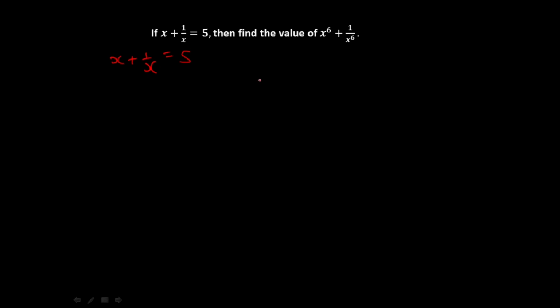First method is, take squaring on both sides, and after a few steps you will get something, and then take cube on both sides. Or else, first take cube on both sides and then take square on both sides. That's up to you. I am choosing this way.